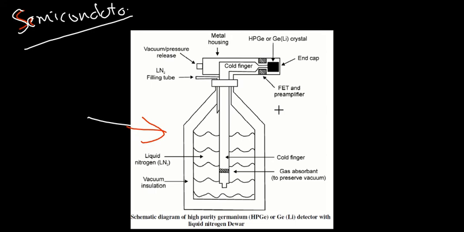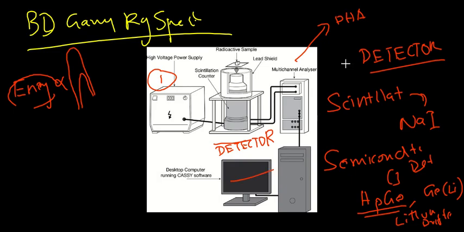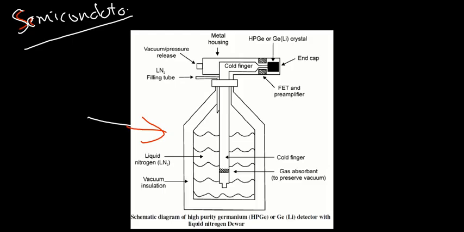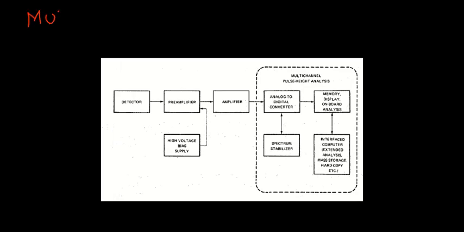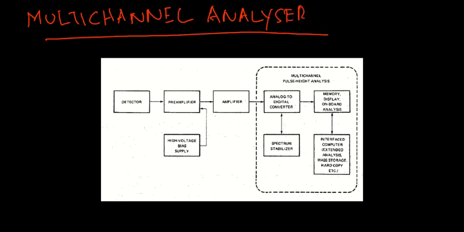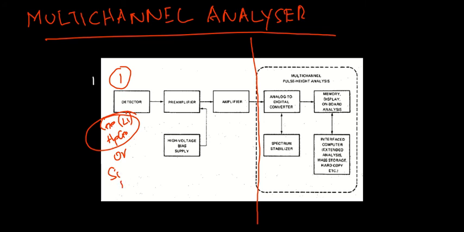Next, here we have seen the total block diagram. We have already explained the detector. This part alone we'll see in detail. This is called the multi-channel analyzer. It has different parts, so we can divide this broadly into two areas. The first one we have already seen, this is the detector. It can be either a germanium lithium drifted, or a high purity germanium, which is a semiconductor detector, or a scintillation detector, that is sodium iodide.